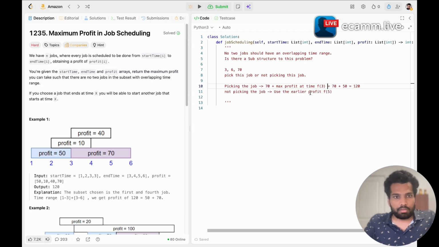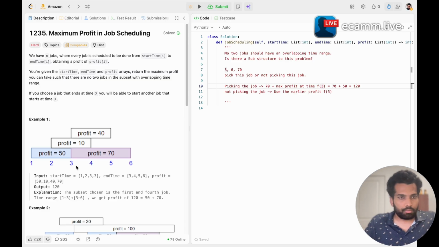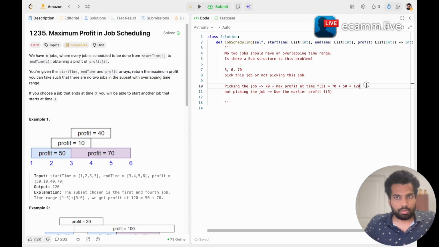So that is 50 from this diagram which we see here. So it's 120. So we have two choices, right? The profit that was made if we pick the job is 120, and the profit that was made if we do not pick the job is f of 5. And f of 5, if we calculate from this solution, which is the maximum profit at time 5, is 50 plus 40, which is 90.